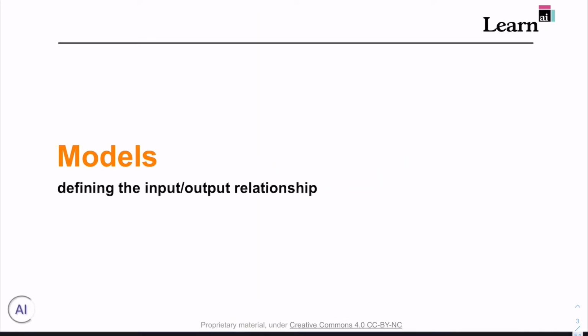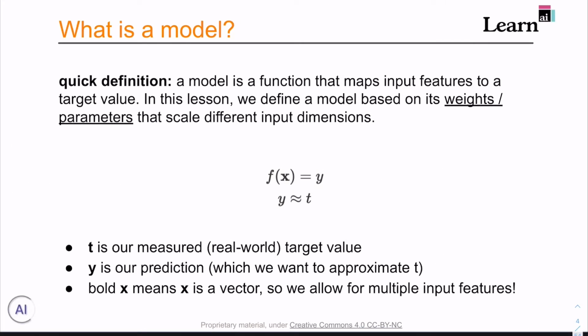Okay, first, so what is a model? I mean, we hear this term thrown around in machine learning a lot, but let's really concretely talk about what a model is. So a quick definition for a model is that a model is a function that maps input features to a target value. In this lesson, we're going to define a model based on its weights or parameters. More on those terms soon. And those parameters / weights scale different input dimensions. That's why they're called weights.